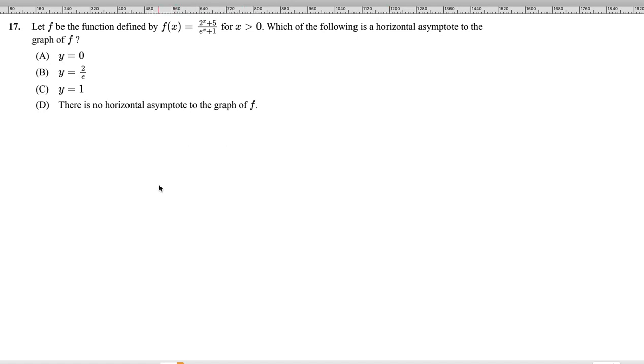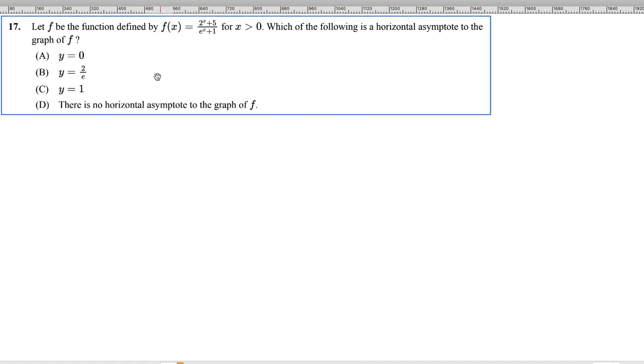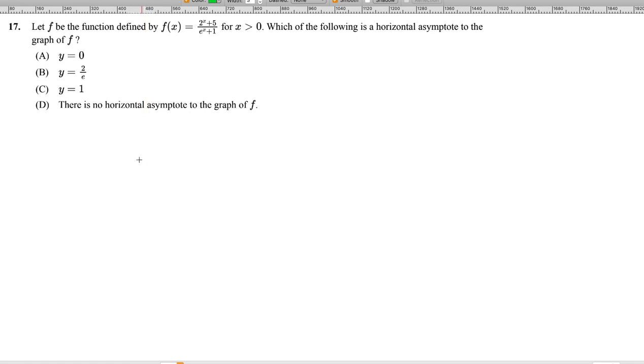Basically, what you want to do is just evaluate this limit when they ask for a horizontal asymptote. X goes to infinity. Which of the following is a horizontal asymptote? 2^x plus 5 over e^x plus 1. And it's only going towards positive infinity because the function is defined for positive x values.